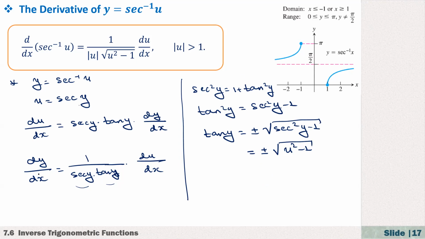Again, we know that the derivative of y with respect to x gives us the slope of the function. As you see here, the slope of the function is positive, and that's why it must be positive. So here we have 1 over secant of y, that's equal to u. And here I'm just going to write the absolute value of u, and here we have the square root of u squared minus 1, okay, and here we have du/dx to guarantee that it must always be positive.